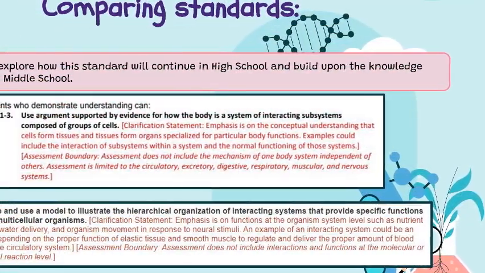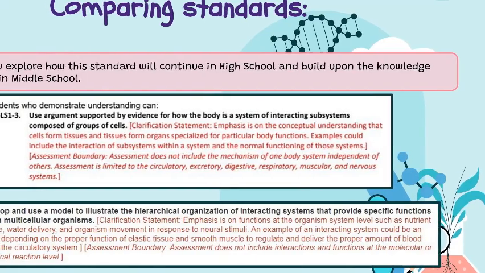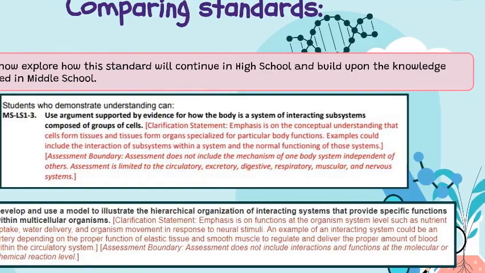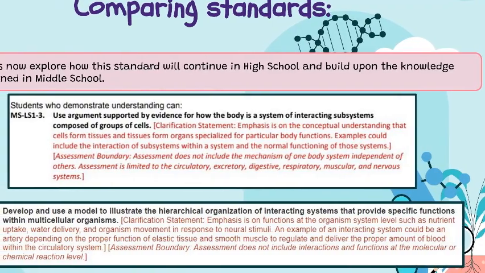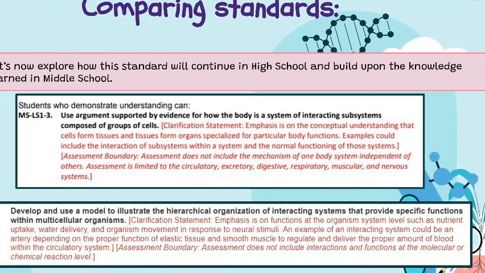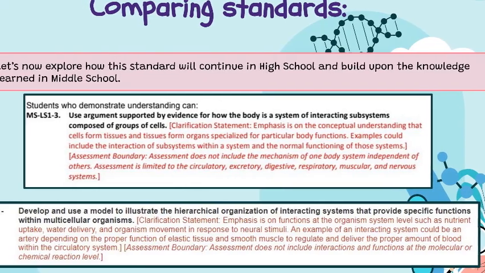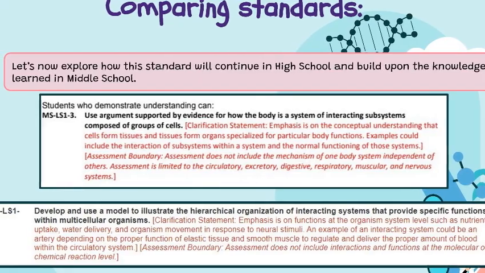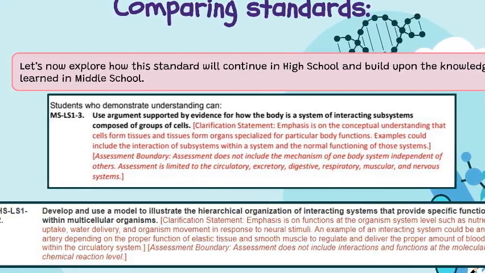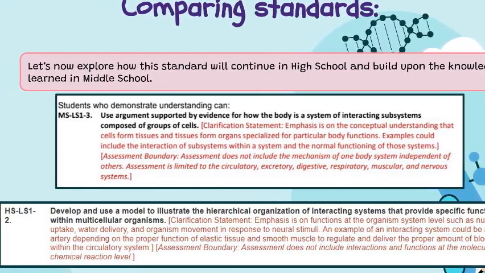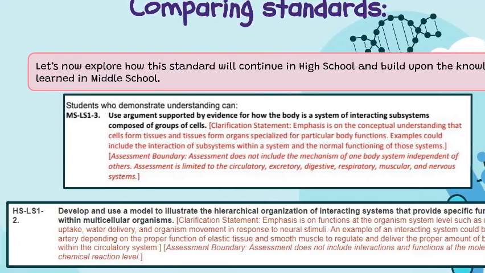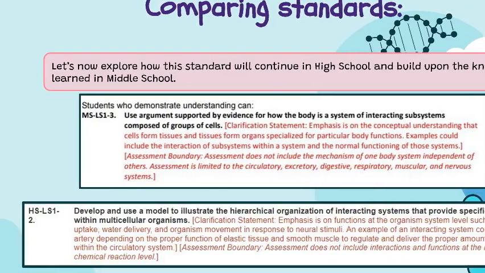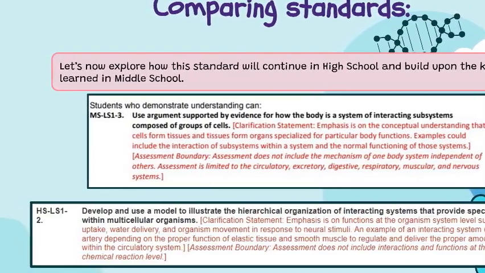Comparing standards. Let's now explore how this standard will continue in high school and build upon the knowledge learned in middle school. So the middle school standard says use argument supported by evidence for how the body is a system of interacting subsystems composed of group of cells. The high school standard says develop and use a model to illustrate the hierarchical organization of interacting systems that provide specific functions within multicellular organisms.